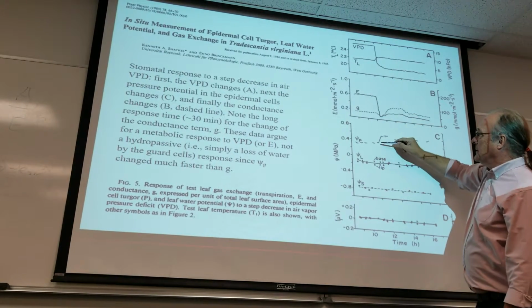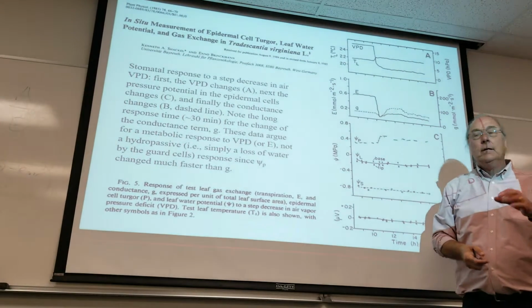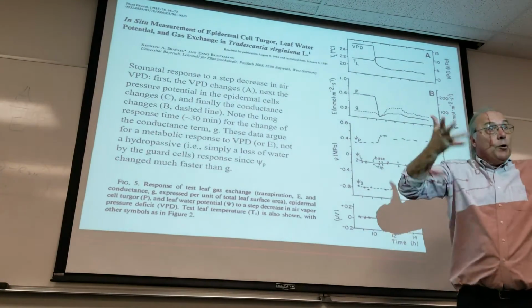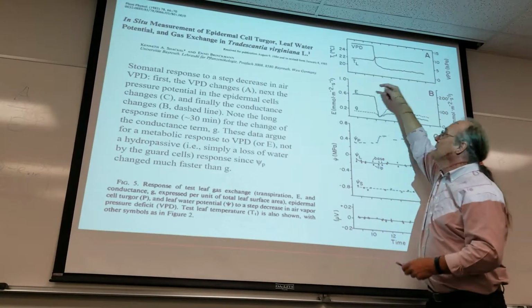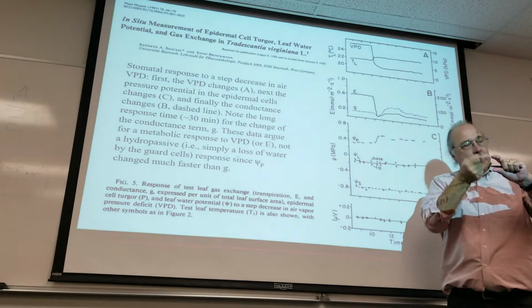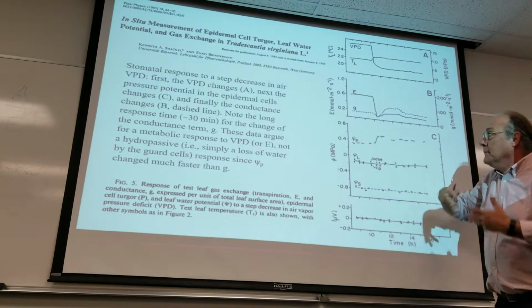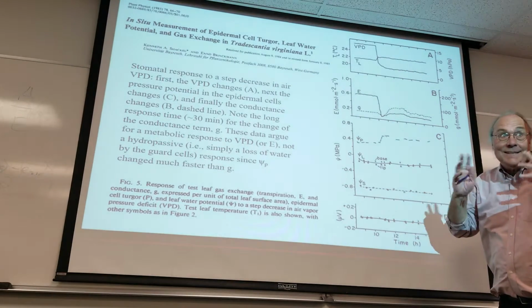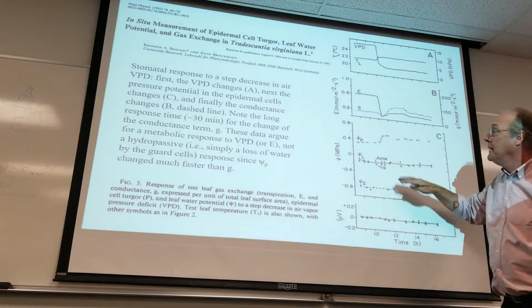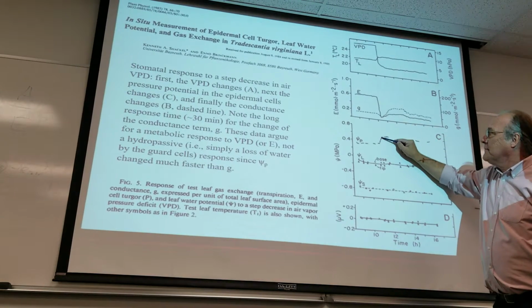the pressure potential of the epidermal cells increased. The VPD decreased, right? The air got more moist. So the transpiration rate decreased, and the pressure potential of those epidermal cells increased. Presumably, this is what may be happening in the guard cells, and who knows? That's what they're trying to figure out. Those changes are all fairly quick.